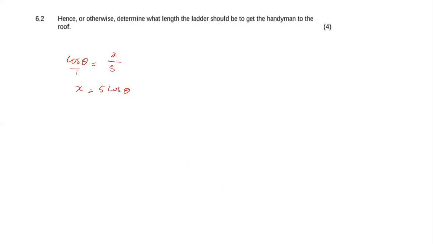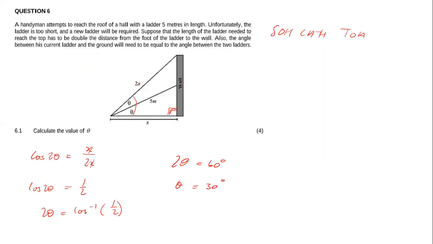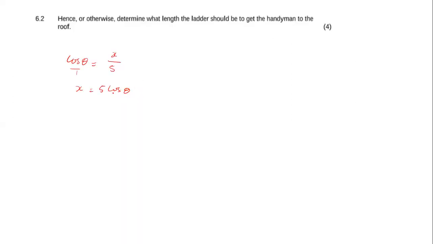Now we managed to make x the subject of the formula. Remember, the reason why we want to calculate x is because we want to calculate the length of the ladder that should get the handyman to the roof of the wall. So that means we need to calculate 2x, which is the length of the ladder that will get the handyman to the roof of the wall. So remember, we need 2x, but in order for us to calculate 2x, we just have to calculate x first. So from this formula, we're going to calculate our x.